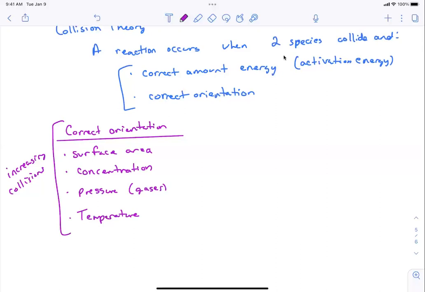It's like saying, out of every 100 people, 5 people are redheads. Well, if you have 1,000 people, then you have 50 redheads, right? It's a game of numbers. If you have 100 collisions and 5 are successful, if you have 1,000 collisions, 50 are successful. So it's all about a game of numbers there.